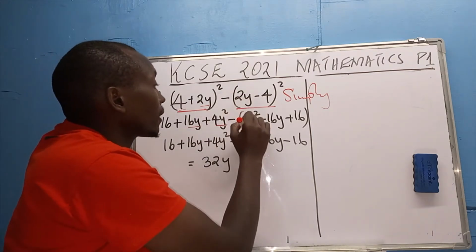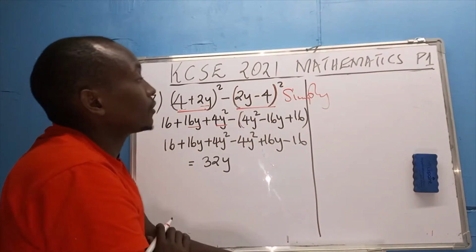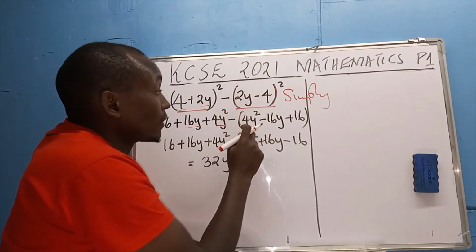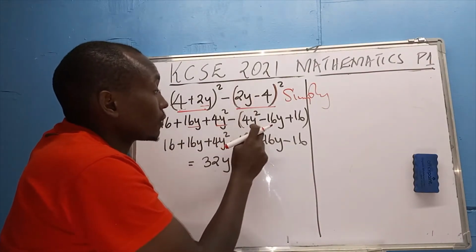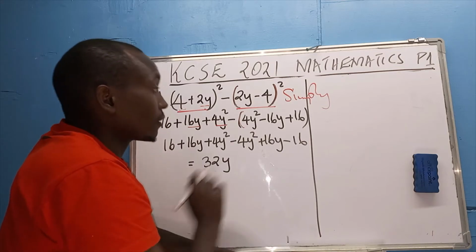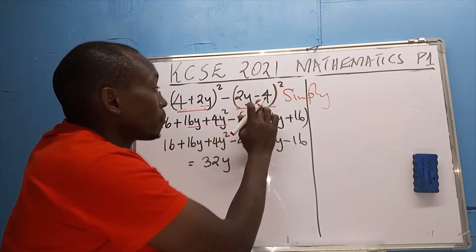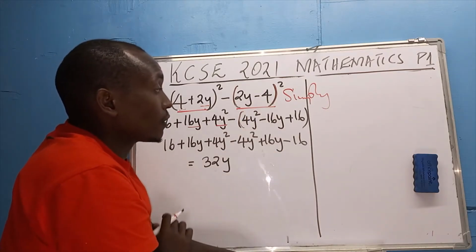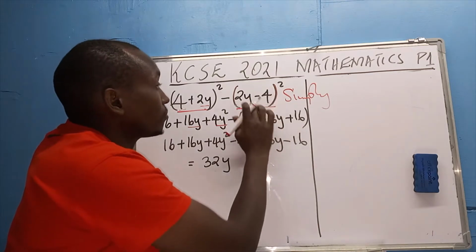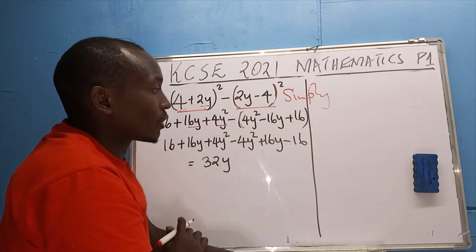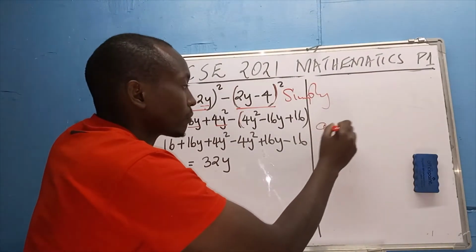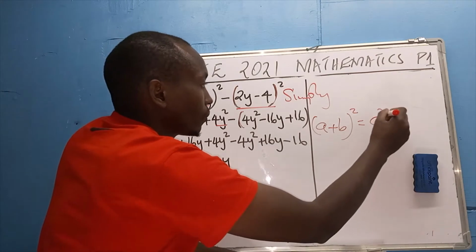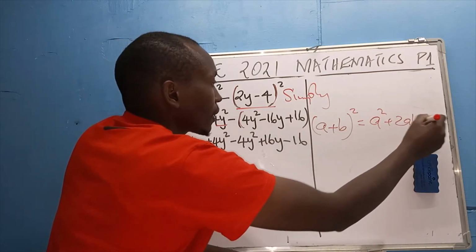First of all, we can expand what is in the bracket here, again using the quadratic identity. 2y squared, that is 4y squared. Then I have 2y multiplied by 4, negative, I get negative 16y. Then finally I'll have 4 squared, I get 16. Remember those quadratic identities. If I'm given (a + b) squared, this will give me a squared, then 2ab, then b squared.